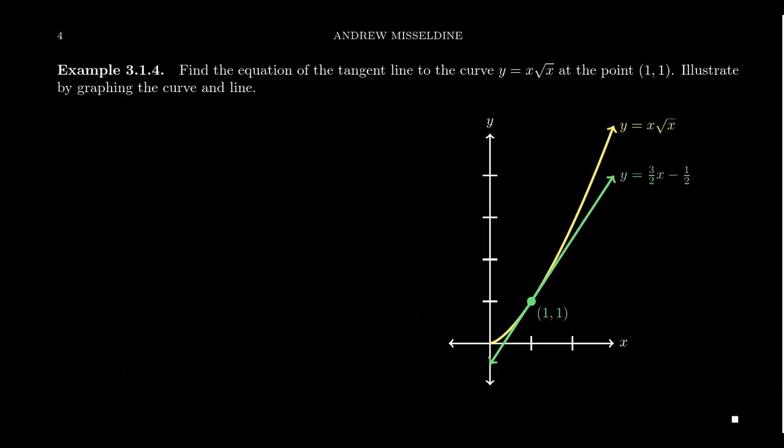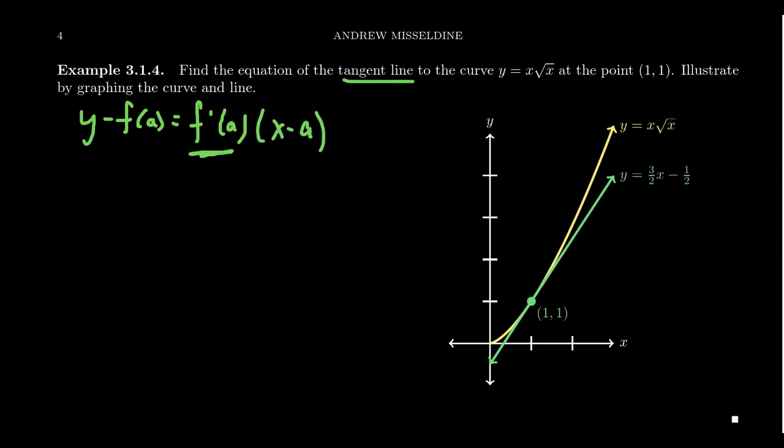Now, let's do something a little bit different, but same basic idea. Let's find the equation of the tangent line of the curve y equals x times the square root of x at the point 1, 1. So we have to find an equation for the tangent line, and remember that that tangent line is going to look like y minus f of a is equal to f prime at a times x minus a. That is, the slope of the tangent line is the derivative. And so if our function f of x is given as x times the square root of x, we need to find its derivative in order to find this tangent line.